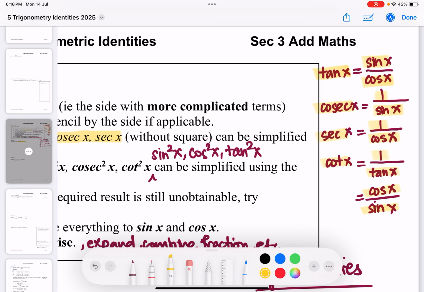If you see any of these 4 expressions in an identity, it's helpful to rewrite them in terms of sine and cosine. Why? Because sine and cosine are considered the simplest form. When you're trying to simplify things, we don't want too many different terms. So if everything is in terms of sine and cosine, it'll be easier for us to do the simplifying.